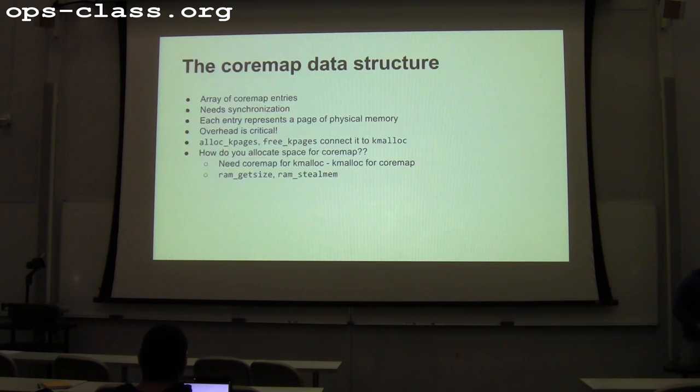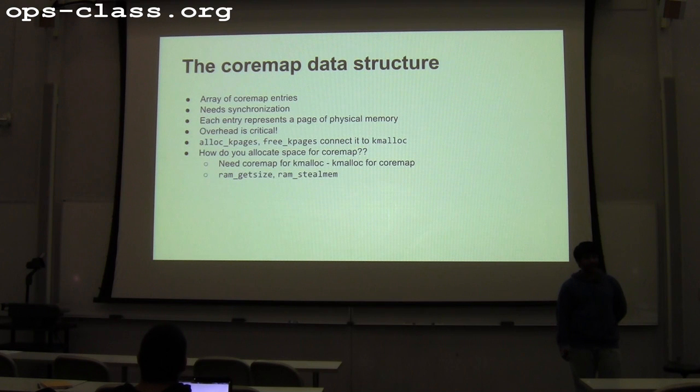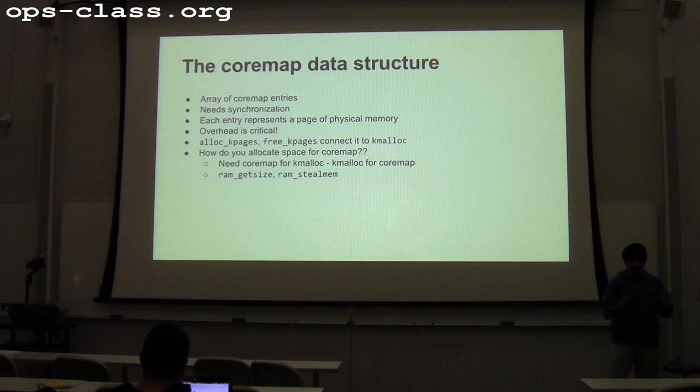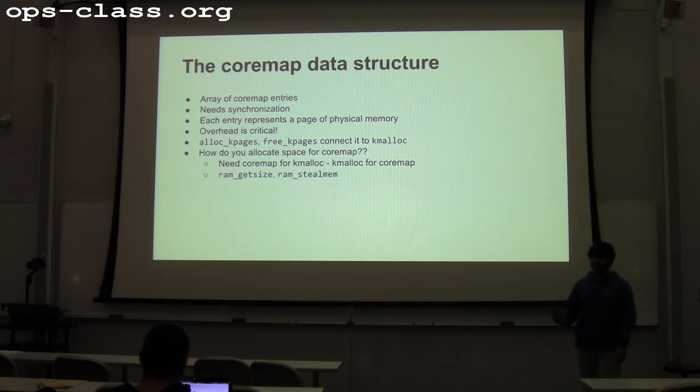So to start off, the core map data structure is an array of core map entries. And this design paradigm you've already seen before, because this is what you use for your file table. Your file table had entries. Your process table also had entries. So in that way, the core map is very similar to that. Again, this is a global structure that's used for the whole system, so it does need synchronization.